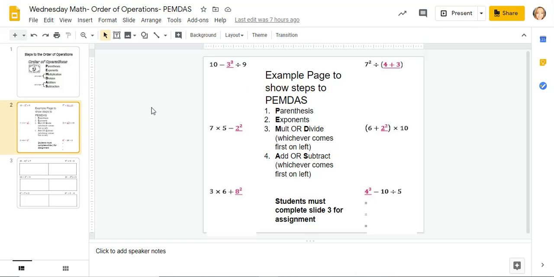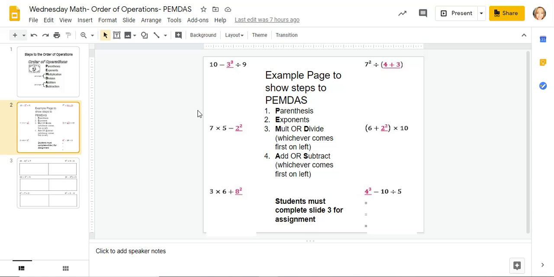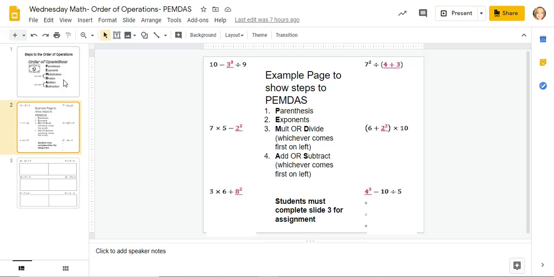Okay, so your second slide here shows you examples. This is just an example page, okay? Your actual math assignment is on the third slide. Your example page conveniently has the first step highlighted in red for you. Your math page will not. You need to follow the steps of PEMDAS.